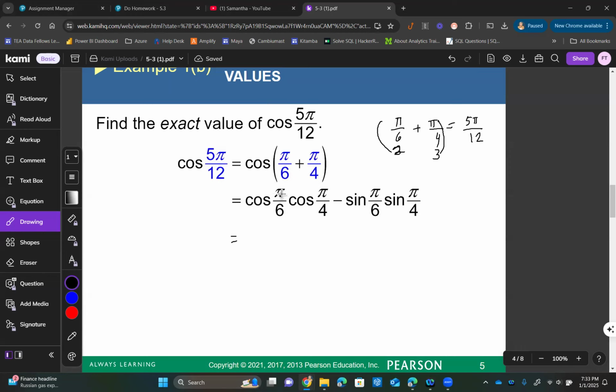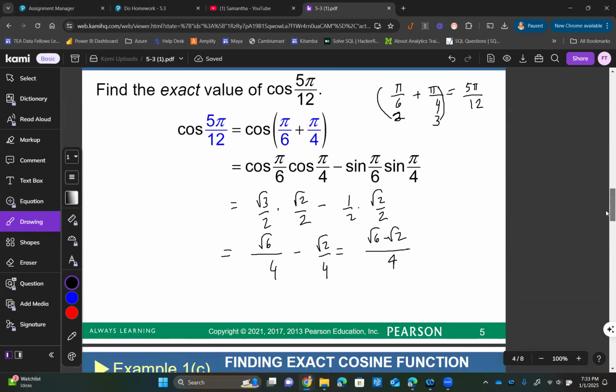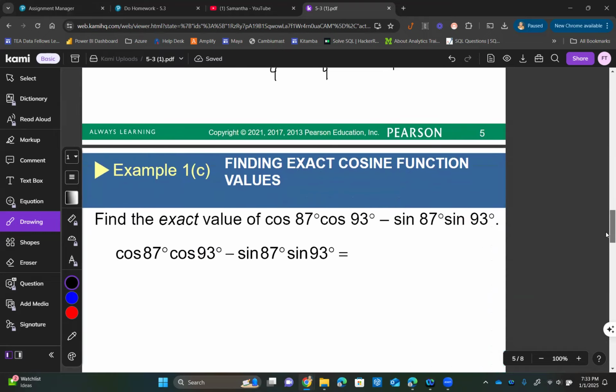Now, cosine of pi over 6. As you know, pi over 6 is 30 degrees, if that makes it easy for you to remember the values. So cosine of pi over 6 is root 3 over 2. Cosine of pi over 4 is root 2 over 2. Sine of pi over 6 is 1/2. And sine of pi over 4 is root 2 over 2. Again, these two will give you root 6 over 4. And these two will give you root 2 over 4. And if you want to write it as one single fraction, this will be the expected answer for this question using the sum formula for cosine.